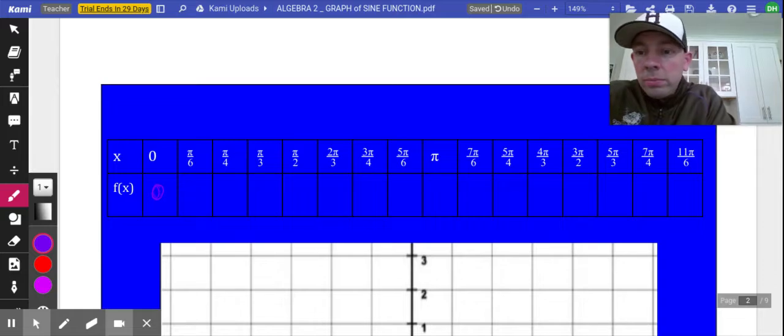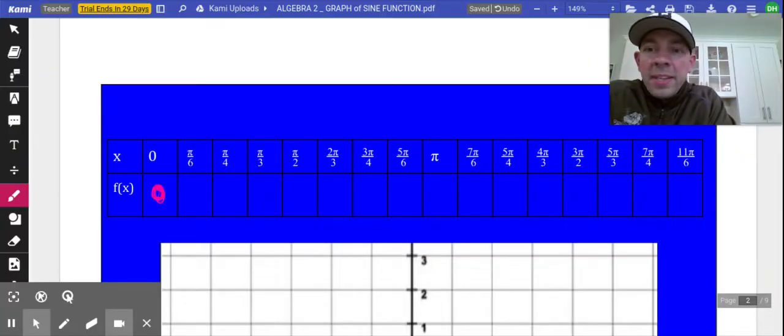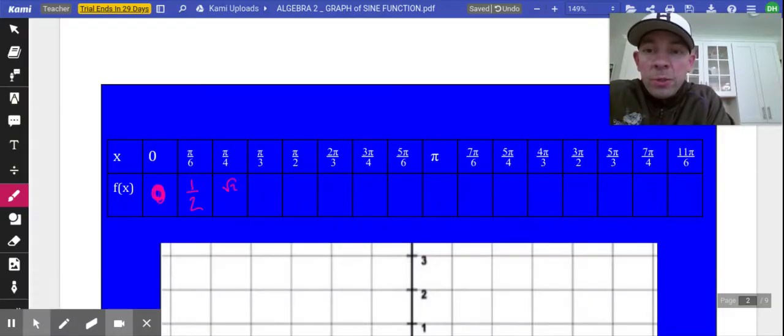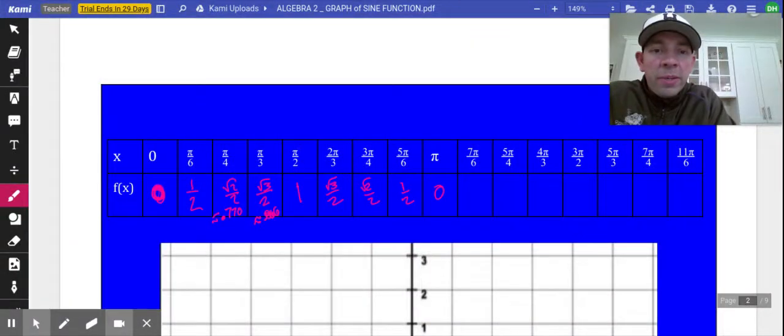We got the sine of pi over 6, or the sine of 30, is going to be 1/2. And then we'll go radical 2 over 2, which I believe is approximately 0.707 off the top of my head. Then we got radical 3 over 2, which is approximately 0.866. We've got a 1. We've got radical 3 over 2, radical 2 over 2, 1/2, 0, and then we dip into the negatives.